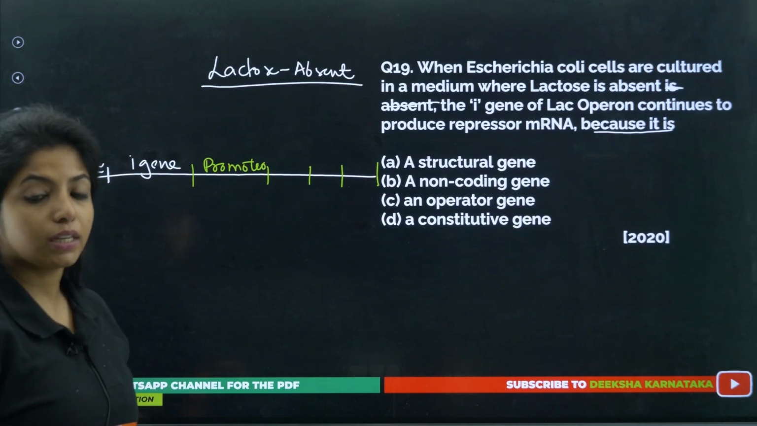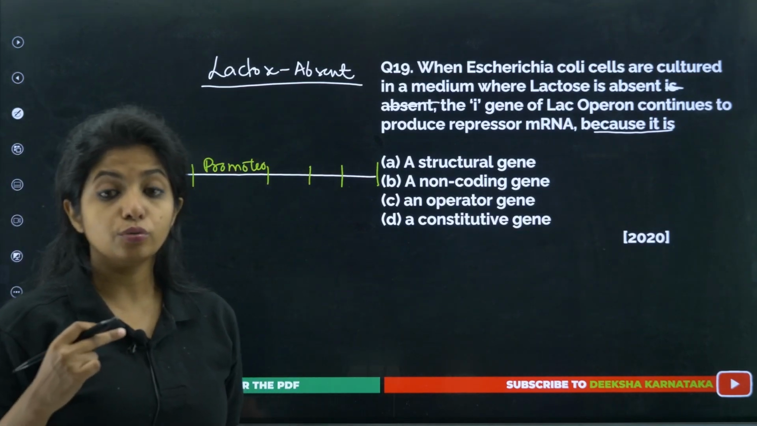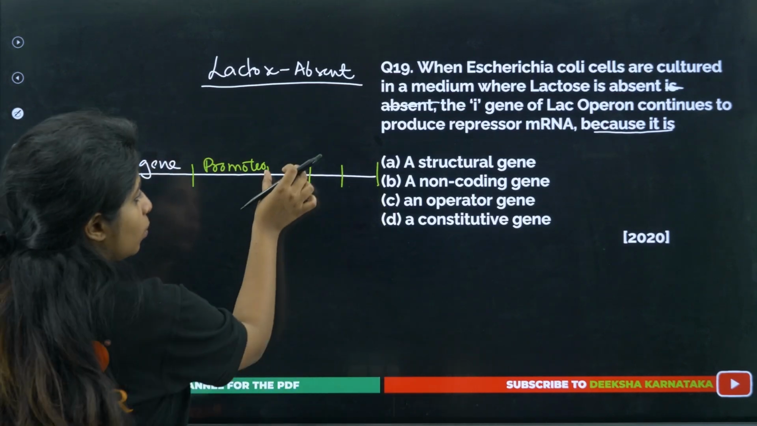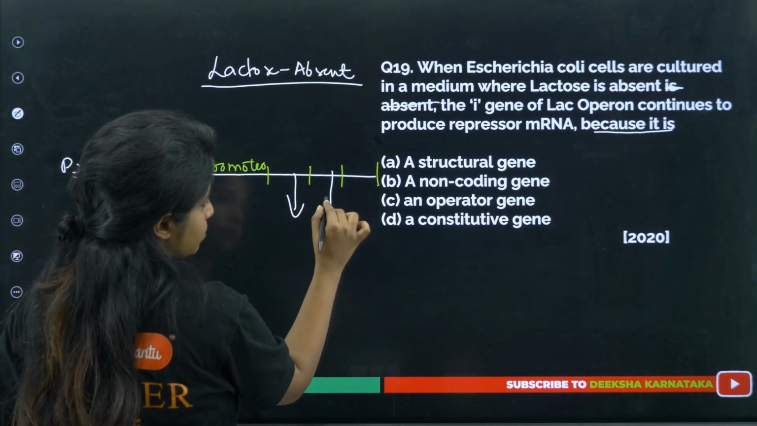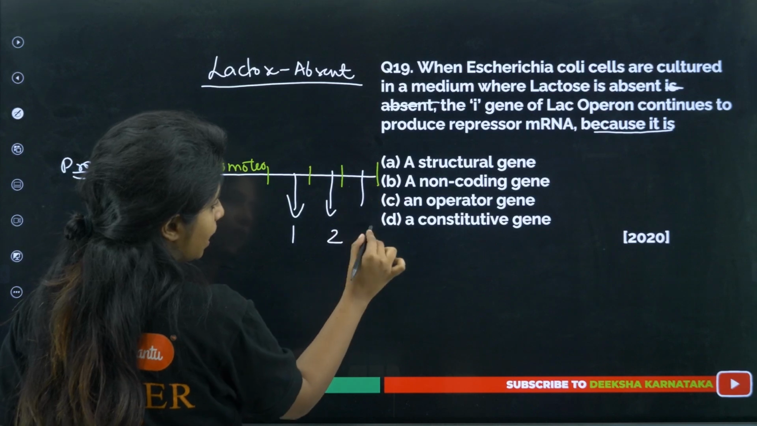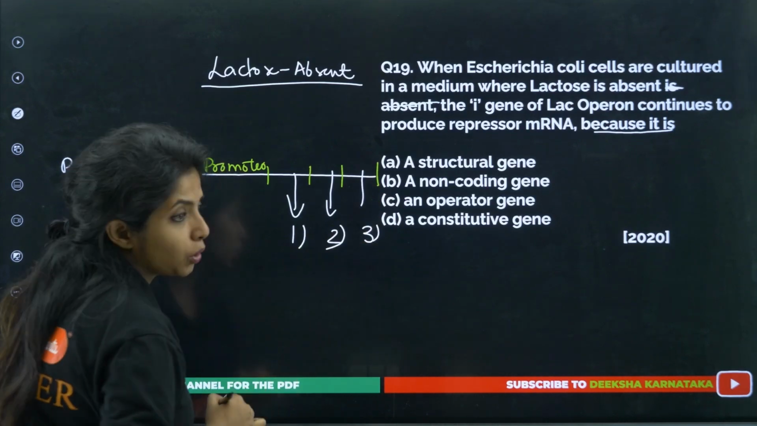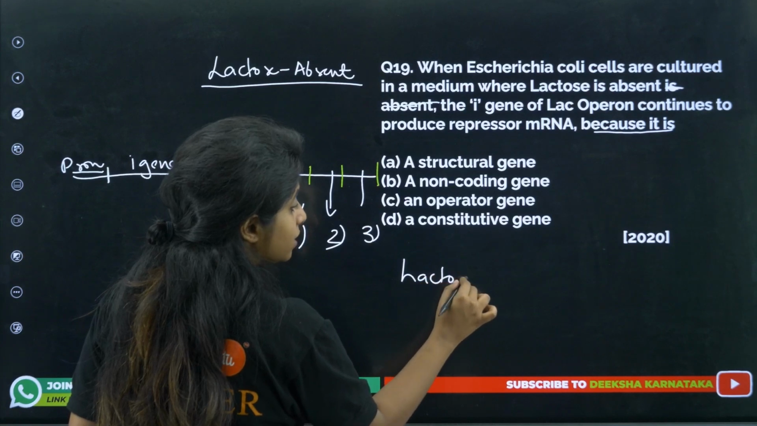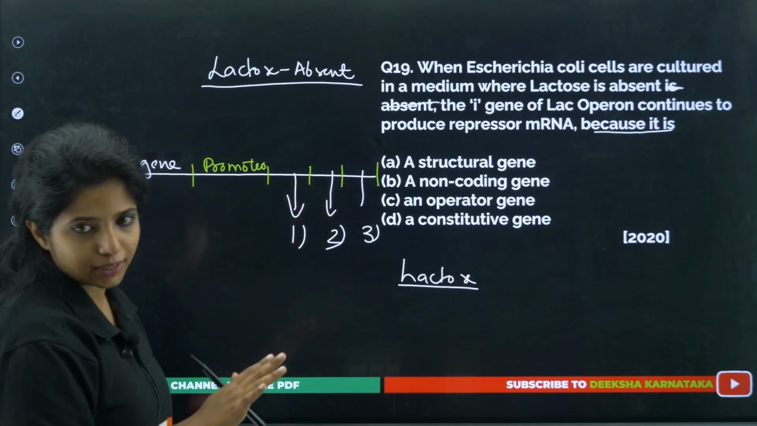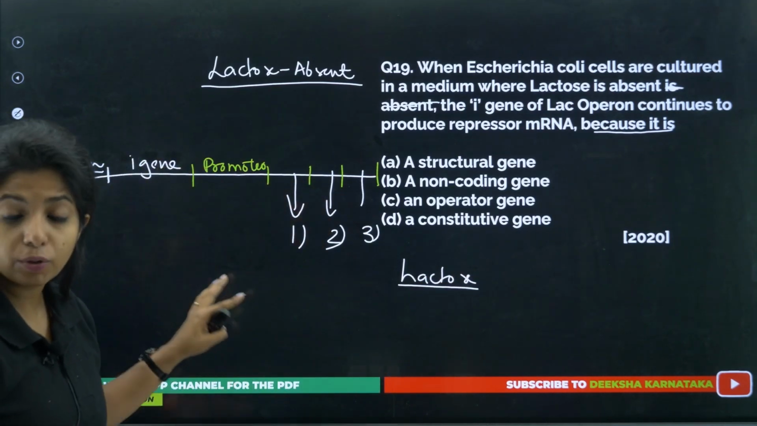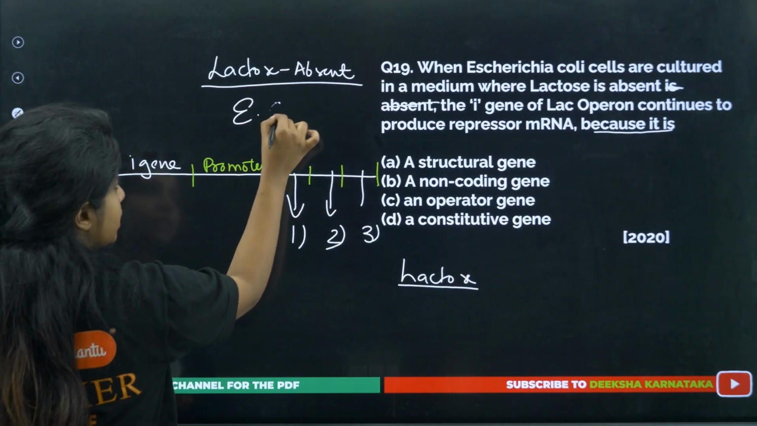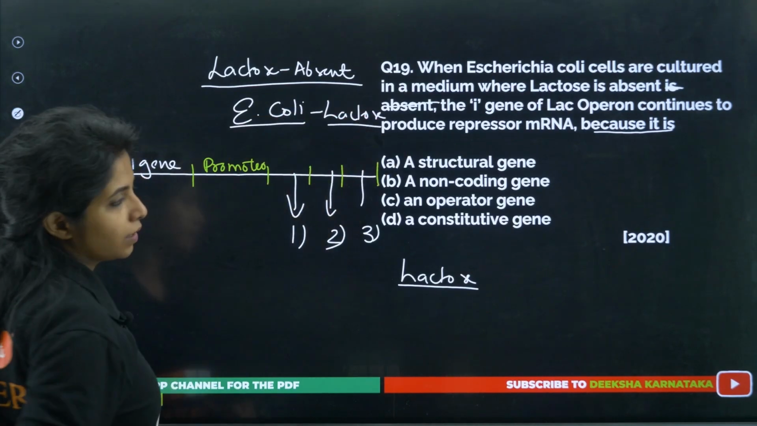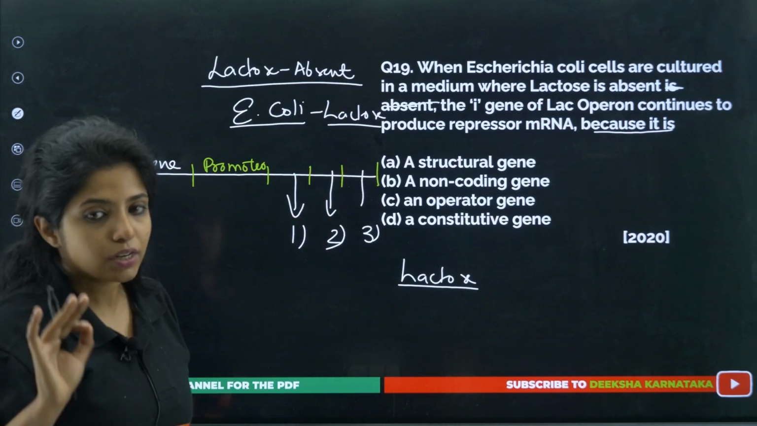Basically, it is going to inhibit the function of this particular gene. So these genes, when they show their function, are going to code for enzyme A, enzyme B and enzyme C, which are very important in the breaking down of lactose, in the taking up of lactose and things like that. This particular Escherichia coli needs lactose as an energy source.